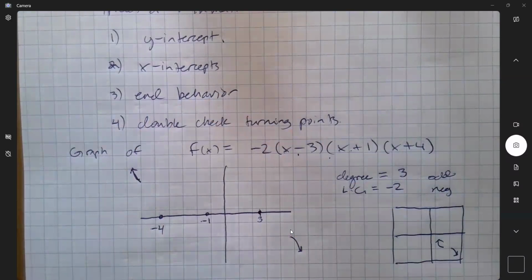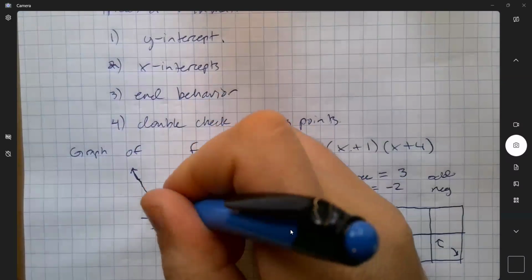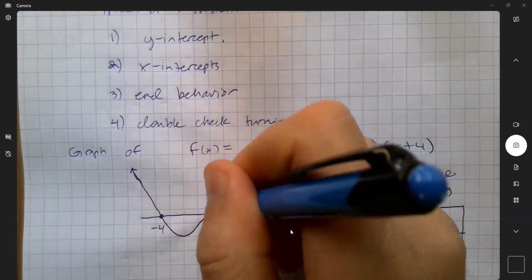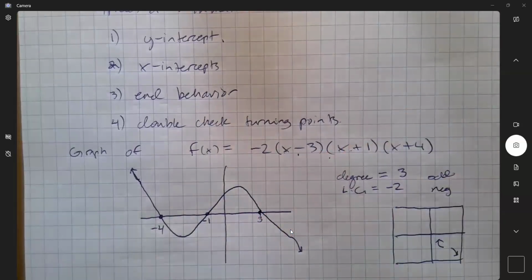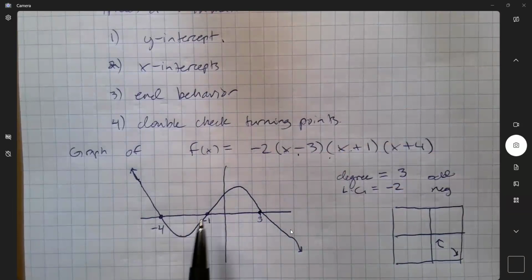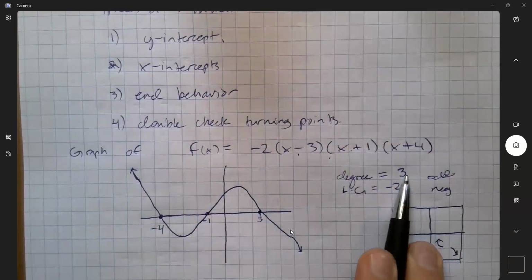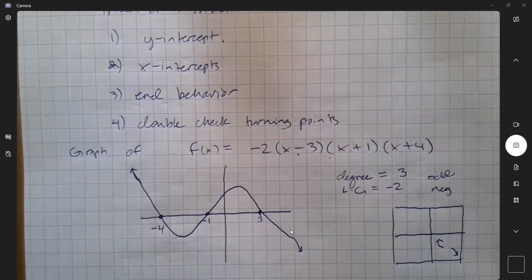And now, to sketch the graph of my polynomial, I'm just going to connect the dots. Let's connect through here, come back around, connect through here. That's roughly what the polynomial looks like. Double check, it has 2 turning points. That makes sense because 2 is even and is 1 less than the degree of the polynomial.